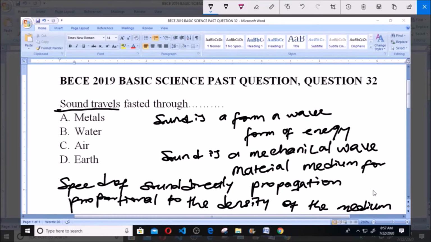Now from our options, A says metal, B says water, C says air, and D says earth. The question says we should find the medium in which sound will travel fastest. From these options, option A, metal, is denser than the other options, because metals have higher density than water, air, and the earth. So metal will be our answer. A is our answer, because A is denser than the rest of the options here.